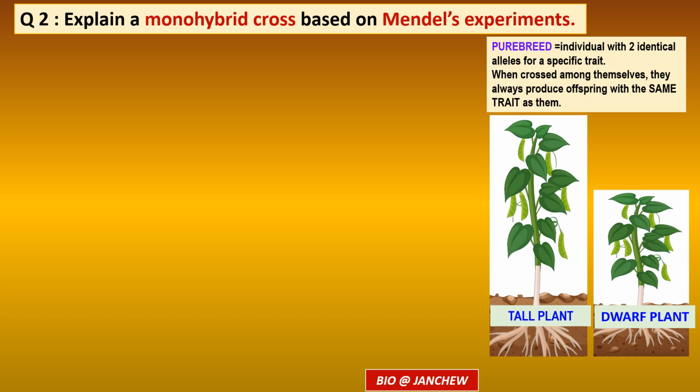Let us look at learning standard number 2. Explain a monohybrid cross based on Mendel's experiments. 10 marks. So Mendel carried out many monohybrid crosses where he studied the inheritance of just one characteristic, one at a time. And we are going to look at one of his experiments dealing with the inheritance of height in pea plants.